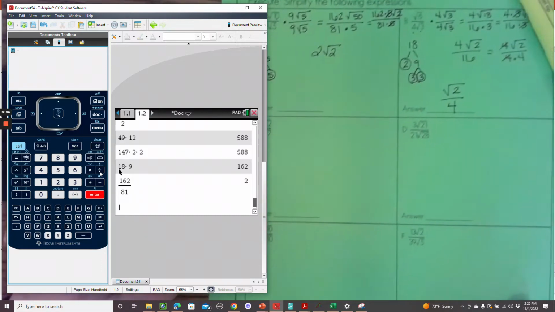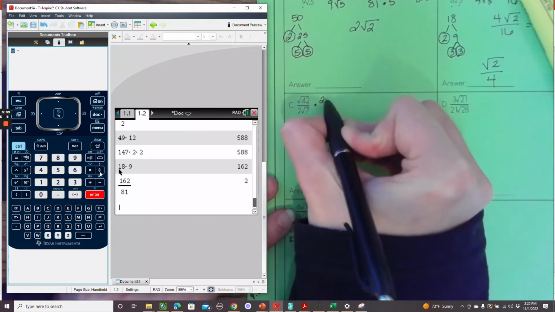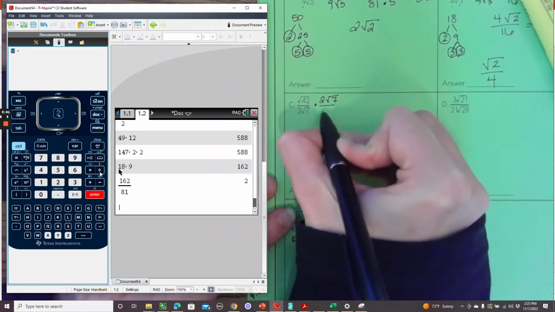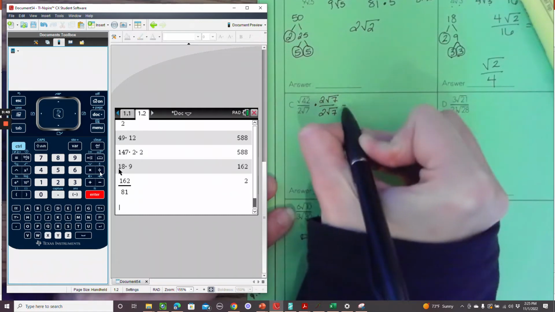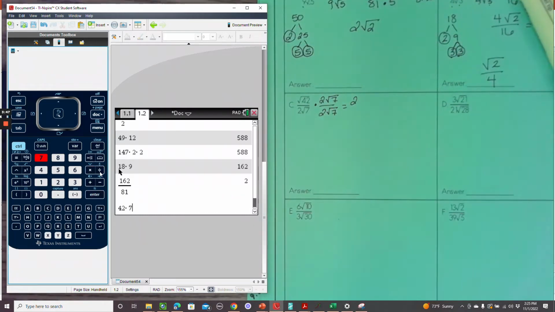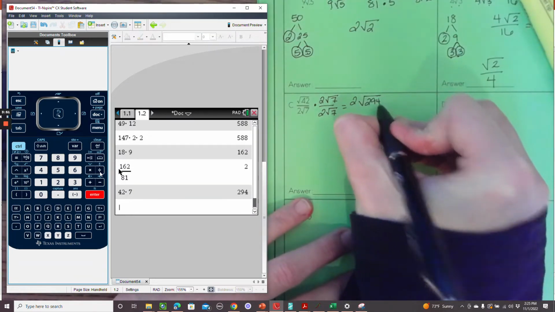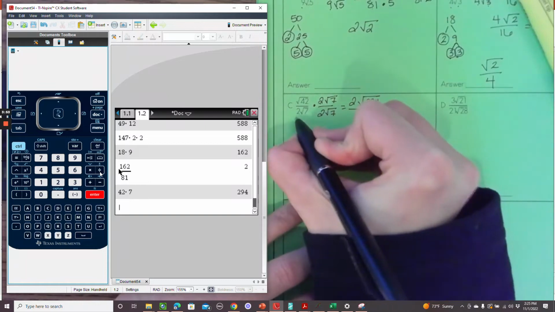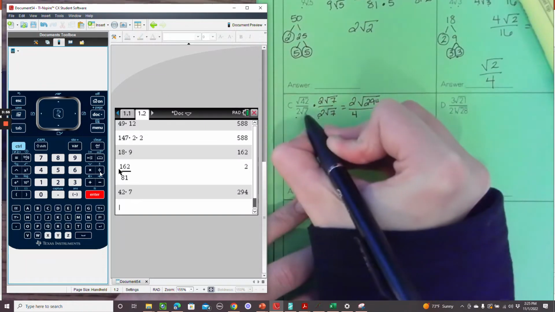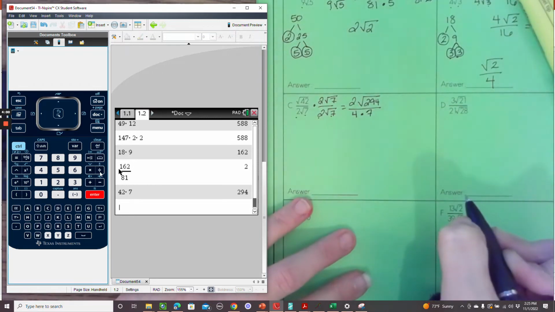All right, C. Multiply by the expression in the denominator. All right, so just a 2. 42 times 7 gives me 294. Square root of 294. 2 times 2 is 4. Square root of 7 times the square root of 7 gives me a 7.